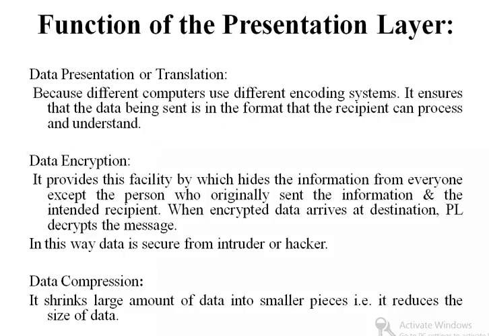Data encryption. It provides a facility to hide the information from everyone except the person who originally sent the information and the intended recipient. When encrypted data arrives at the destination, the presentation layer decrypts the message. In this way, data is secure from intruders or hackers. If someone catches this data in the network, they cannot use it because it is in encrypted form.